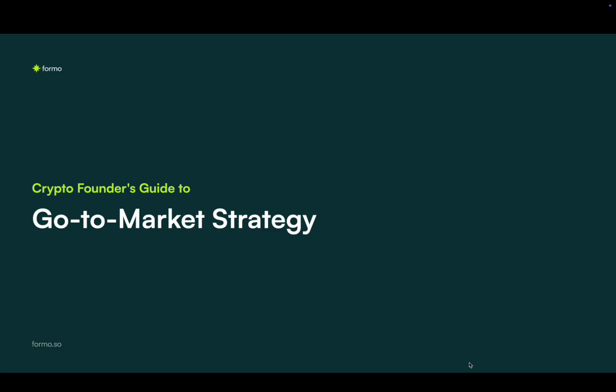A strong product is only the starting point for a crypto company. The bigger challenge is getting that product into the hands of the right users, building adoption, and creating a path to sustained growth. This guide covers the core decisions behind a crypto GTM strategy, from customer definition and growth motion to liquidity, platform risk, and measurement.